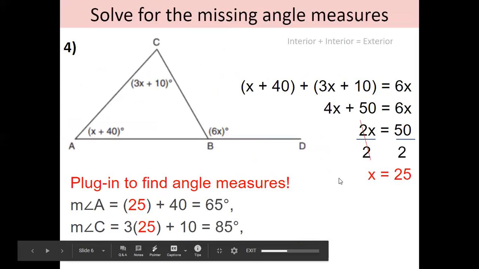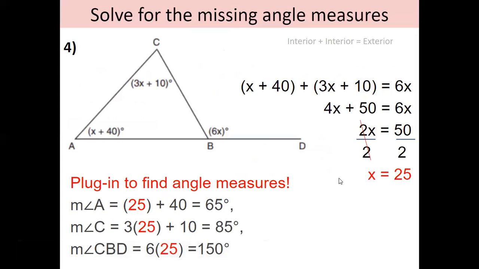All right. Now, in number 4, this was the exterior angle theorem. So whatever's inside is equal to whatever's outside. So the interior plus interior equals exterior. After I set up my equation, I combine my like terms. X and 3x give me 4x. 40 and 10 give me 50. Again, I am subtracting 4x from both sides. So that's how I end up with 2x equals 50, dividing by 2, and I get x equals 25.